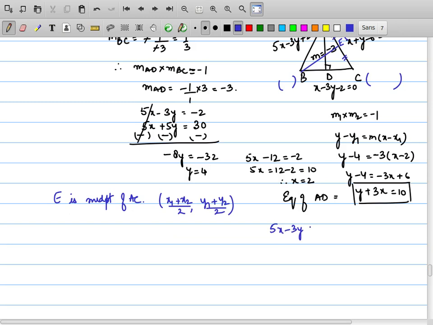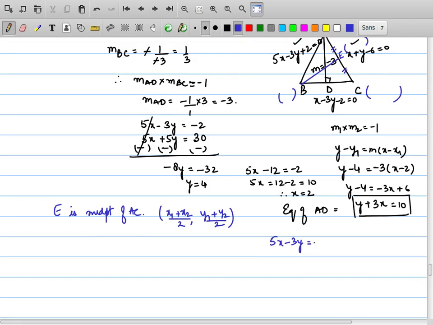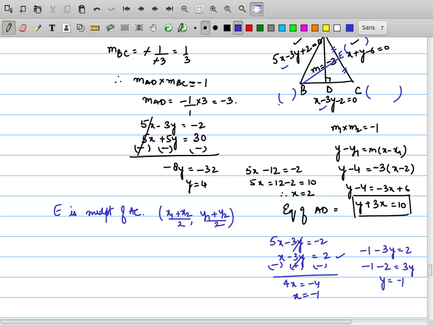5x minus 3y equals to minus 2. We will solve this equation and this equation simultaneously. This is x minus 3y equals to 2. Now 3y part is same, therefore we'll change the sign. This and this goes. We have 4x is equal to minus 4, therefore x is what? Minus 1. If x is minus 1, we will substitute in any of the equations. Let's say we'll use this equation. Minus 1 minus 3y is equal to 2. Therefore minus 1 minus 2 is equal to 3y. y comes out to be minus 1. Therefore what is coordinates of B? Minus 1, minus 1.